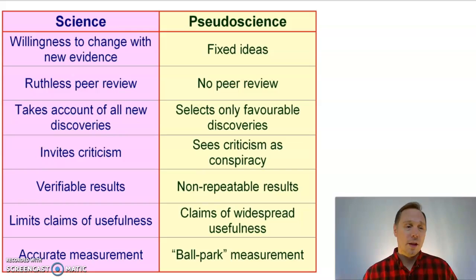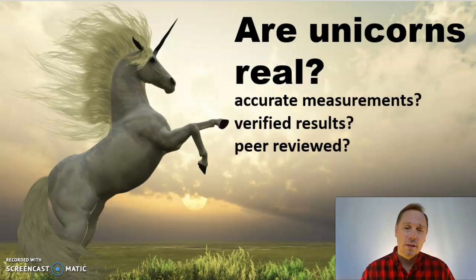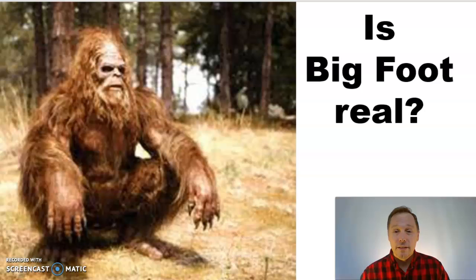All right, let's take a look at some examples today. Oh no. Mr. Brown, are you ruining unicorns for all of us? Are unicorns real? Well, what do you think? But to a scientist, you have to ask yourself, well, are there accurate measurements of unicorn populations? Are there verified results of a unicorn autopsy and skeletal examination? Has this data been peer reviewed? If the answer is no, well, it's not science then, sorry.